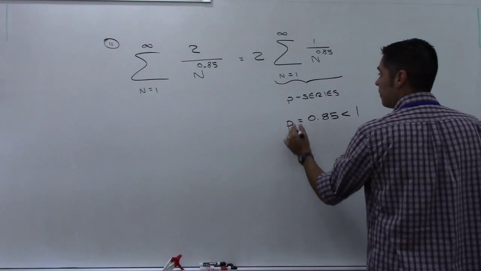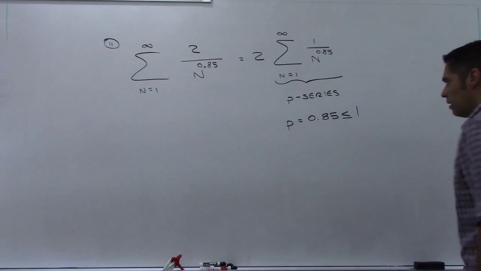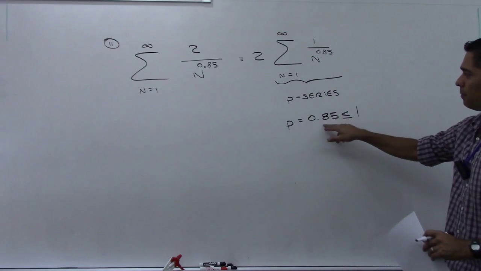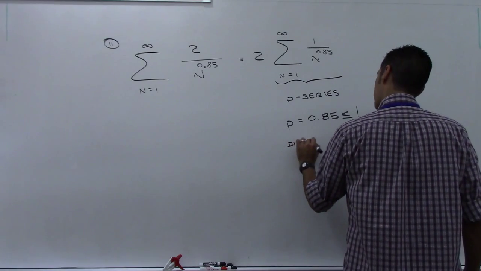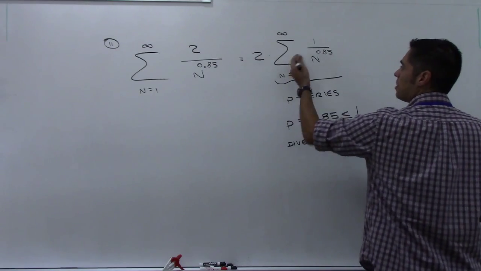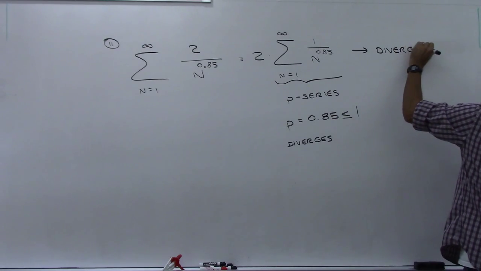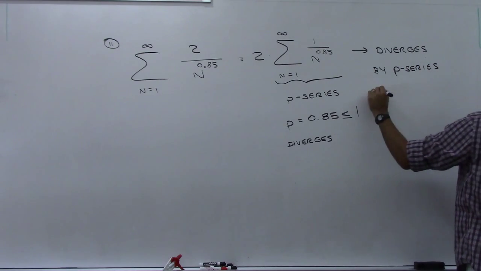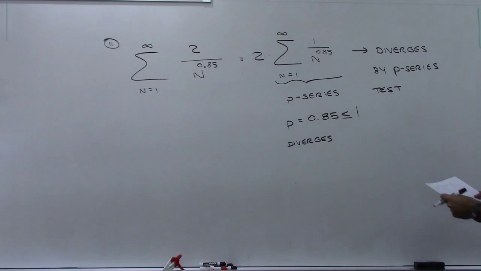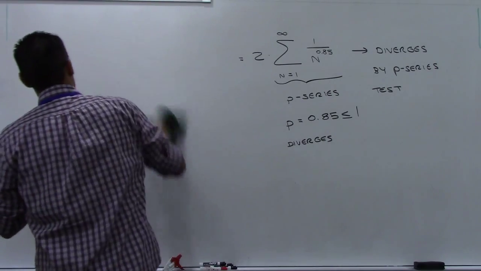And because of that, if you look on your sheet for p-series, if our p is less than or equal to 1, it diverges. So it diverges. And of course, 2 times a divergent series is still divergent, so this diverges by the p-series test. You could call it a test, I guess. That was pretty straightforward. Nothing to show there. You just have to identify what p is. Okay, 12.